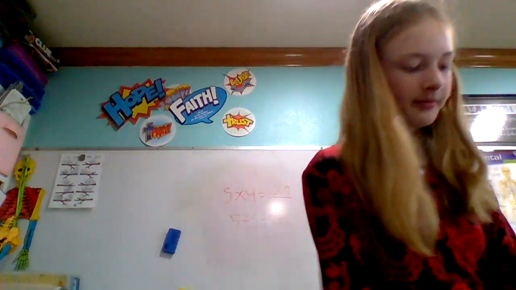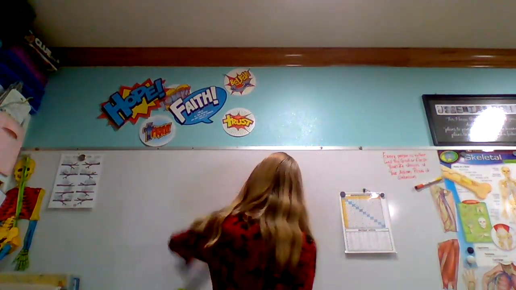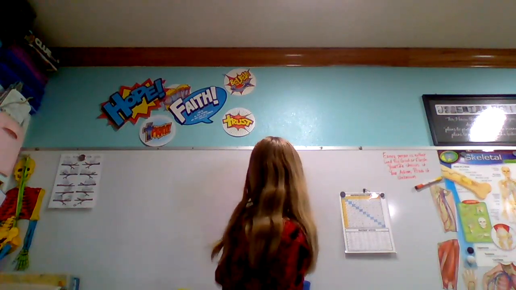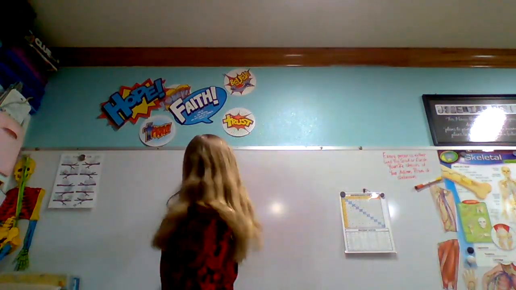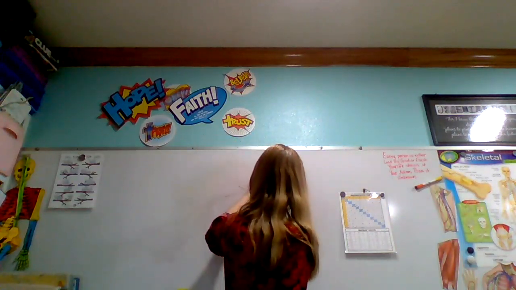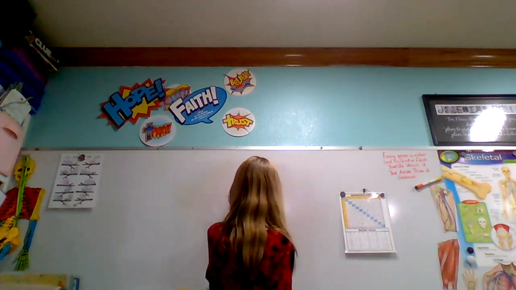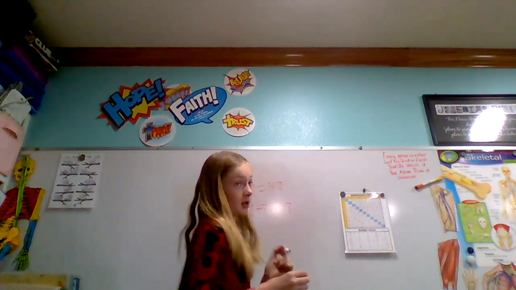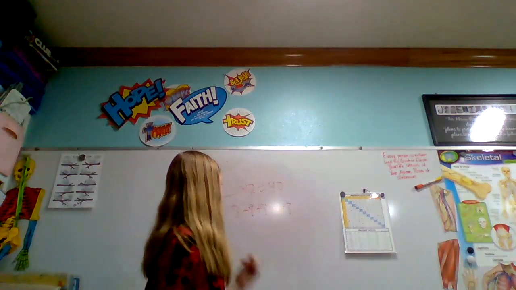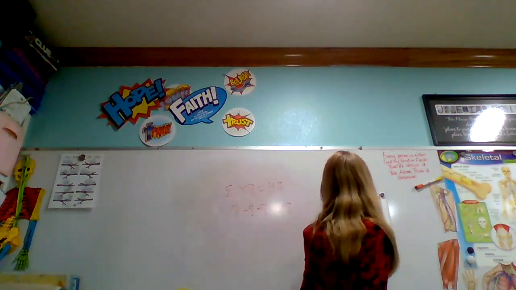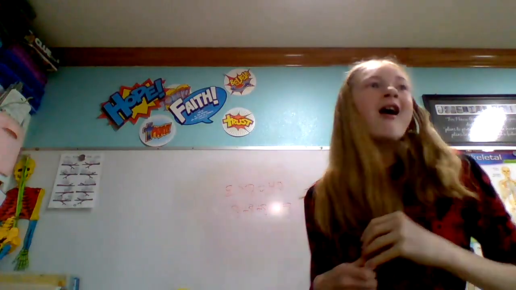Alrighty, so, first problem. Blank times 8 equals 40. More solving for the unknown. But believe me, this really helps you to learn how to do the multiplication. So, blank times 8 equals 40. 5. I think it's 5. So 8 plus 8 plus 8 plus 8 plus 8 equals 40, right? That's what you think, right? Alrighty, let's check that. 5 times 8 equals 40. Yes, you are correct.